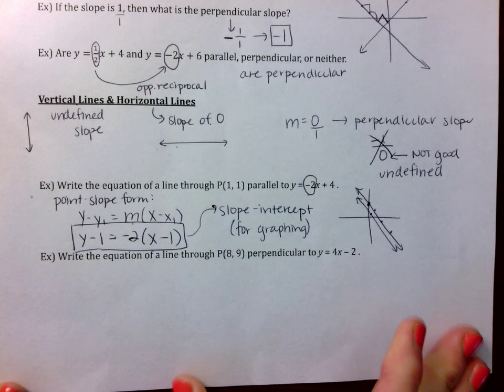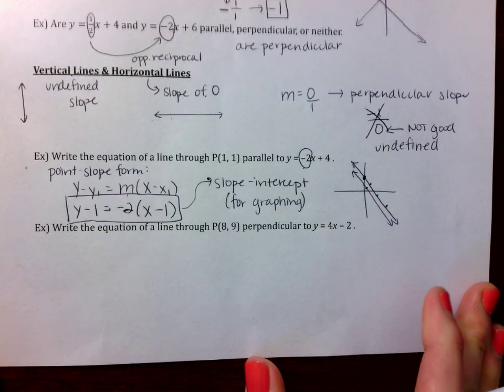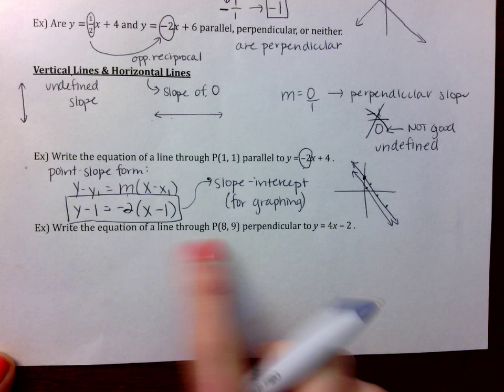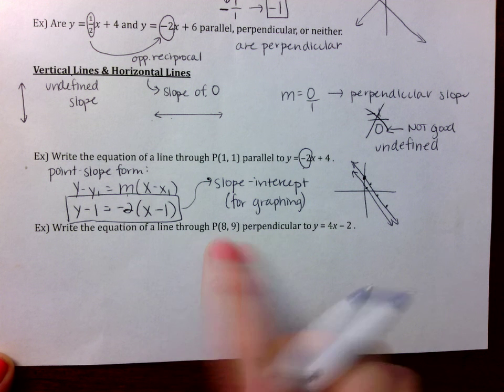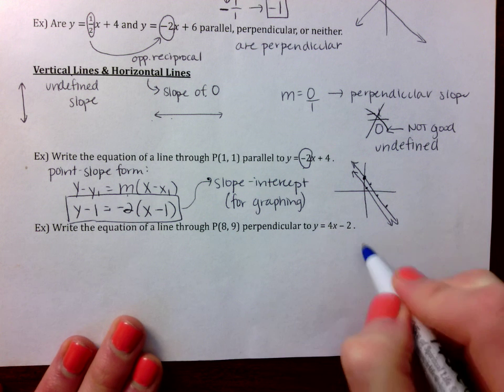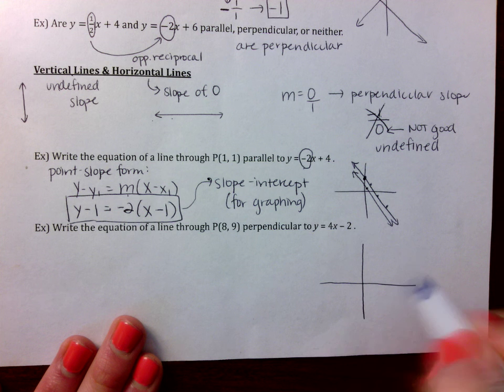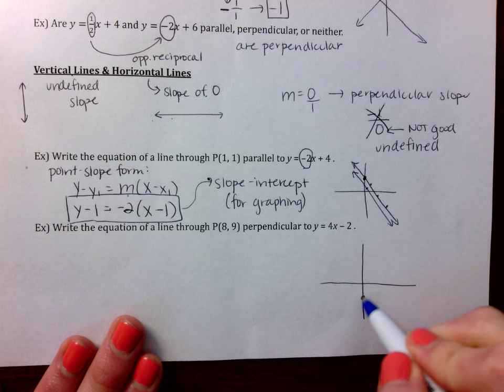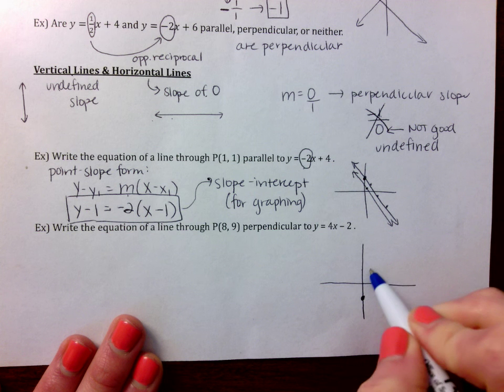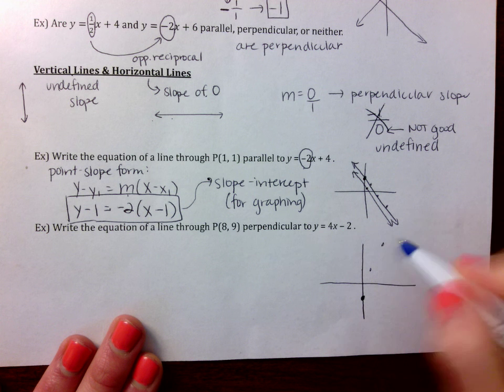All right, and then let's try a perpendicular one. In this case, we want to write the equation of a line through this point perpendicular to another line, y equals 4x plus 2. So I'm going to sketch that out for us really quick. That would be negative 2, maybe somewhere down here, and it would be up 4 over 1, so it's going to be a pretty steep line. It might look something like this.